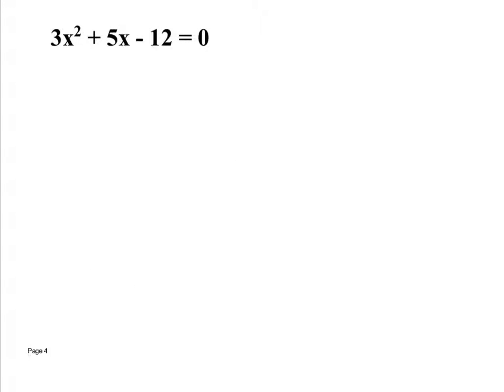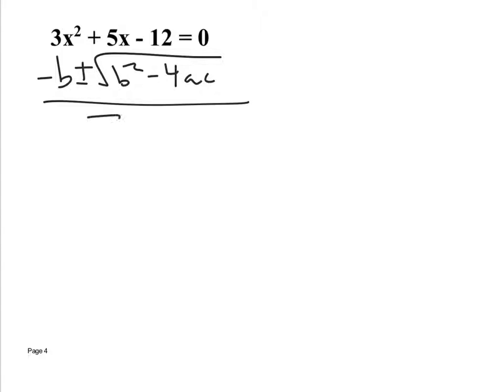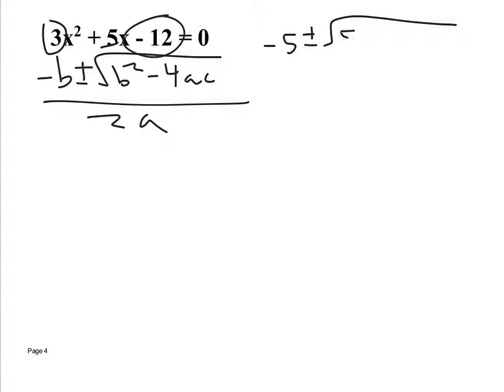Alright, so we've got 3x squared plus 5x minus 12. I'm plugging it into the quadratic formula, which is negative b plus or minus the square root of b squared minus 4ac, all over 2a. I just plug in: here's my a, here's my b, and here's my c. So negative 5 plus or minus the square root of 5 squared minus 4 times 3 times negative 12, all over 2 times 3.